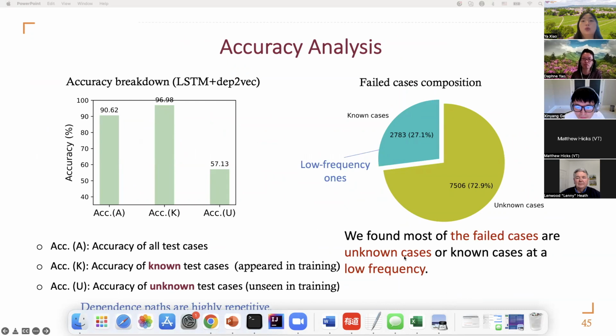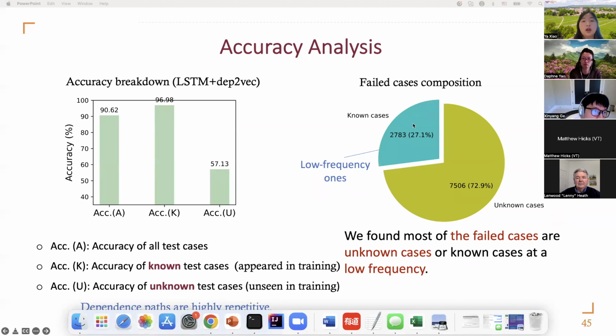Let's take a closer look at the accuracy achieved by the LSTM neural network with our program analysis and the deep work we just introduced. We break down the accuracy into two separate groups: the accuracy of known test cases and the accuracy of unknown test cases. The known and unknown means whether the test case, specifically the API dependence path, has appeared in the training phase. We found the bottleneck is the accuracy of unknown cases, which is much lower than the other group.